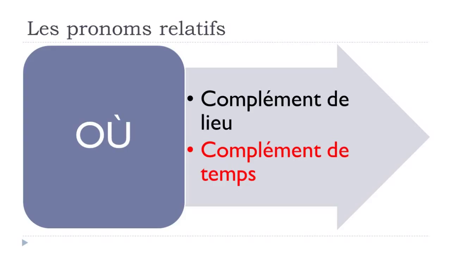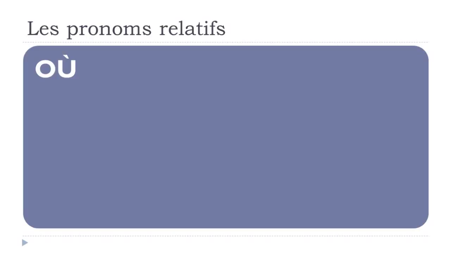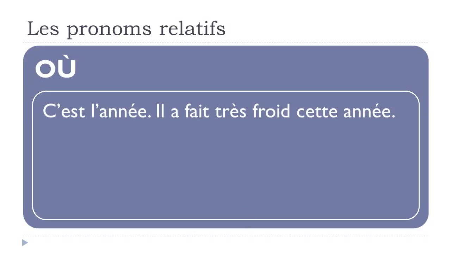And then let's have another situation when we want to replace un complément de temps. So it won't be a place, but it will be something with the time. So où, c'est l'année. Année, it's year. C'est l'année. Il a fait très froid cette année. So you can see here, you've got this passé composé form. Faire froid, when it's cold. So it was cold cette année.